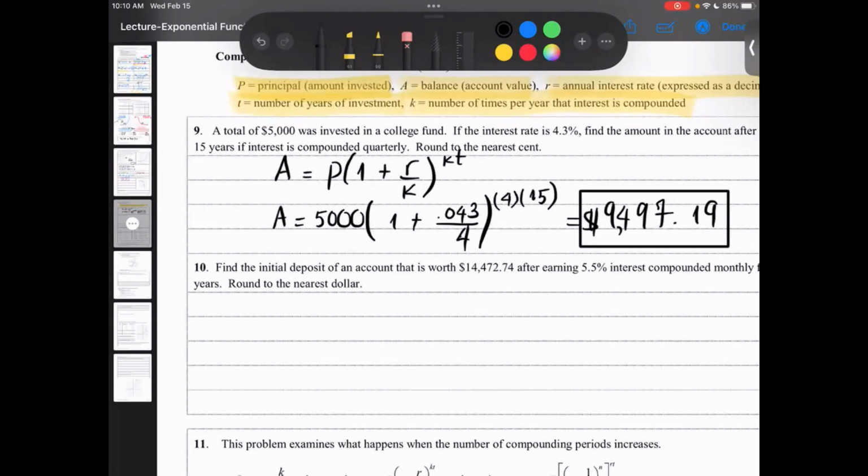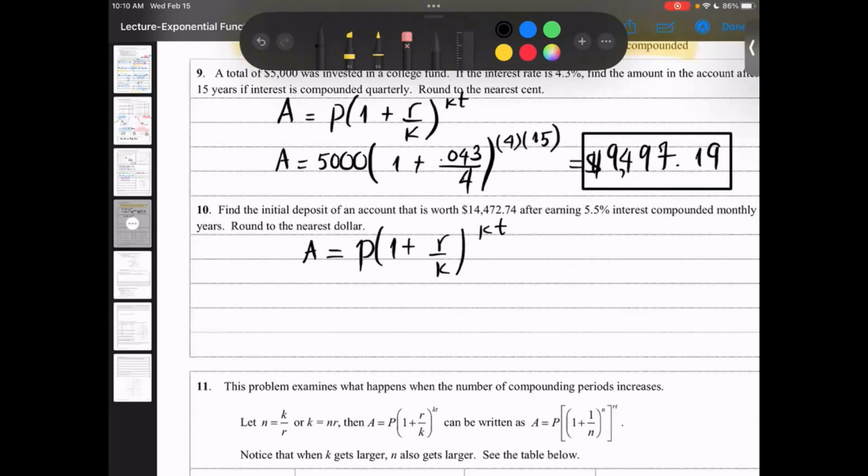All right, number 10. Find the initial deposit of an account that is worth $14,472.74. So this number represents what letter here? Is it your balance or principal? That's your balance, right? So A is your balance. Let me rewrite the formula. It's a good habit. By the way, you don't need to remember this. It will be given on the exam.